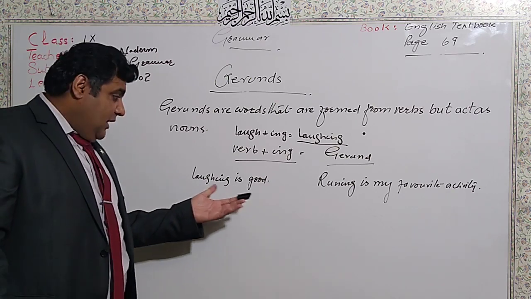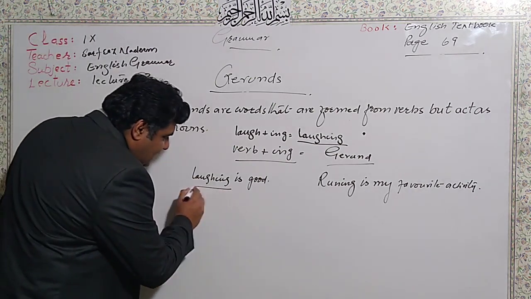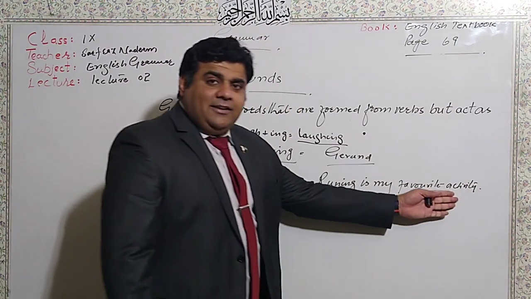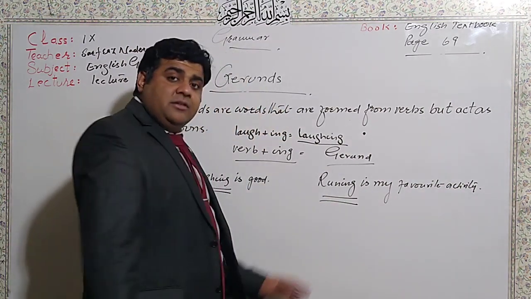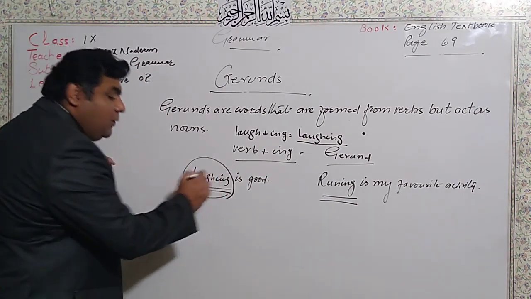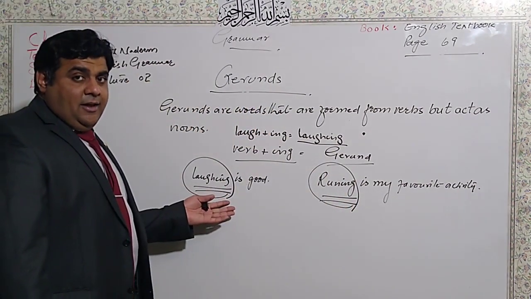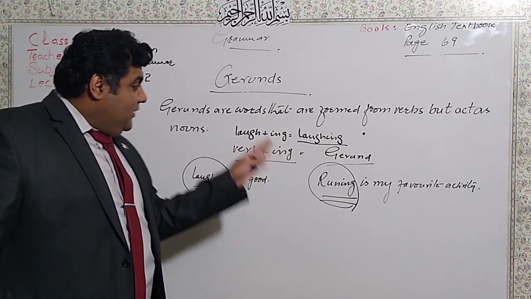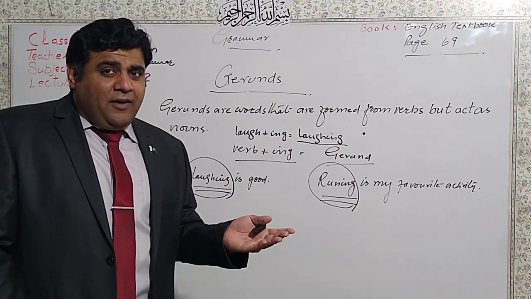Have a look over there. Laughing is good. Here the laughing is a gerund. Another example: Running is my favorite activity. Here the running is also a gerund. Now in both sentences, dear students, you will see that laughing is the subject of the sentence and running is also the subject. Actually, it is a verb, and when we add ing to it, it becomes a gerund and functions as a subject or object of a sentence.